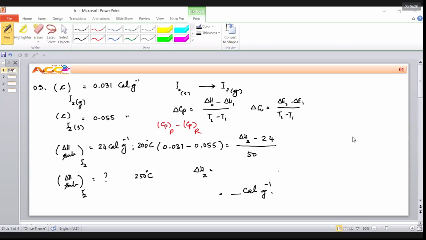22.8 calories per gram. You are right. Shall I proceed? Correct? 22.8 calories per gram. Yes, you are right. Come on. Come to next question.